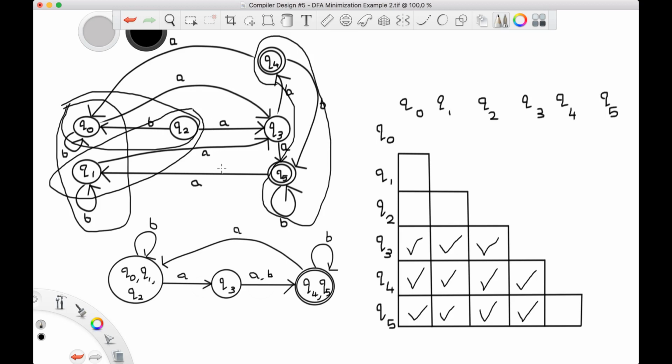Right, so I hope you enjoyed this DFA minimization example. We probably won't do much more on DFAs, or on DFA minimization at least. We may look at DFAs a bit more.